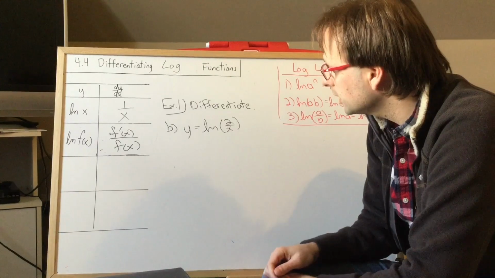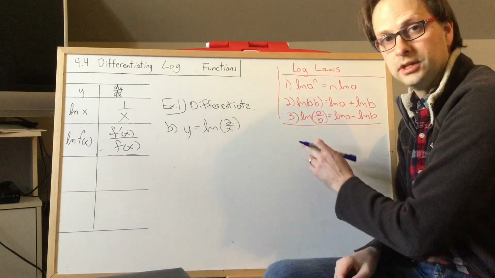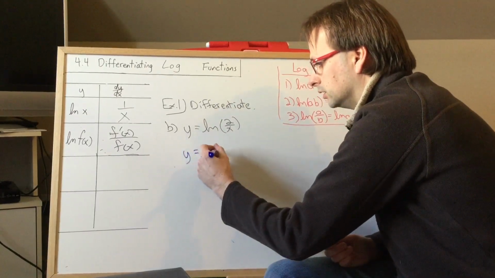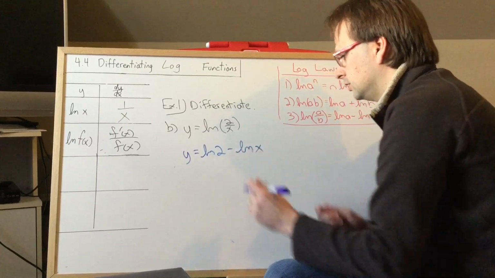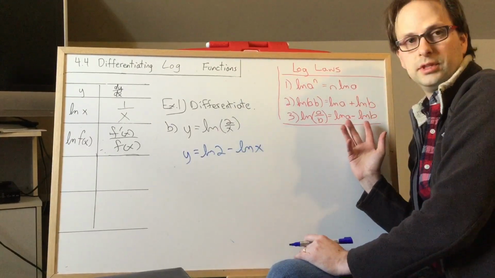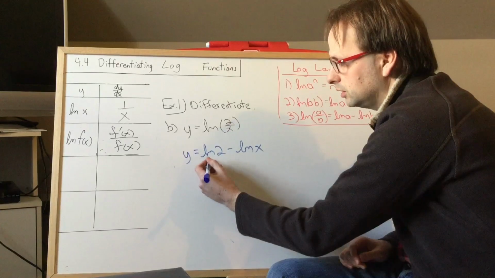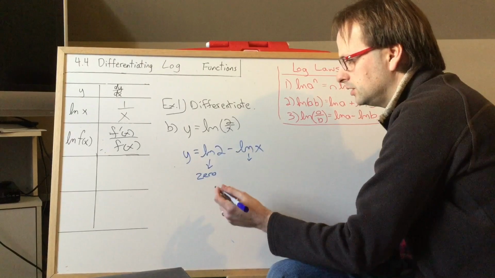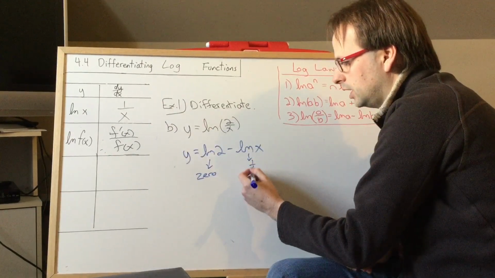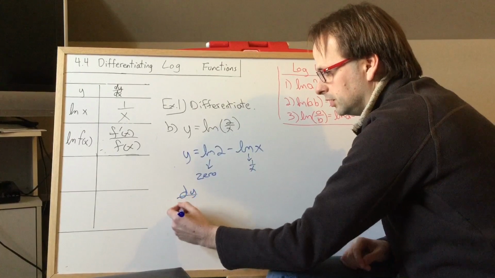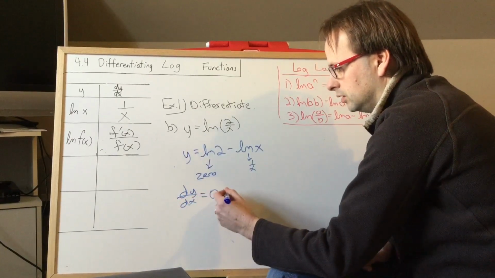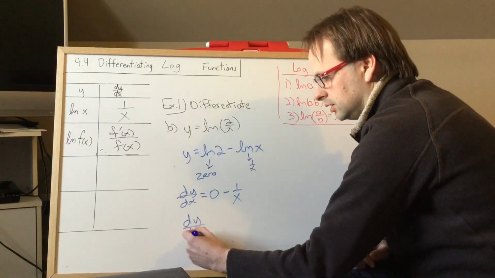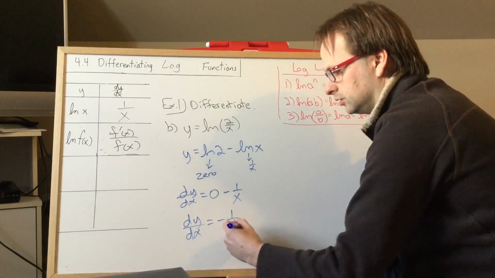I've got ln of 2 over x here. I can use some log laws. I can use this third log law, and I can just split them up. Call it ln 2 minus ln x. That's not differentiating, just using these properties. Then when I do differentiate, ln 2 is a constant, so it turns into 0. And this one, ln x, turns into 1 over x. So my derivative becomes 0 minus 1 over x, or just negative 1 over x.